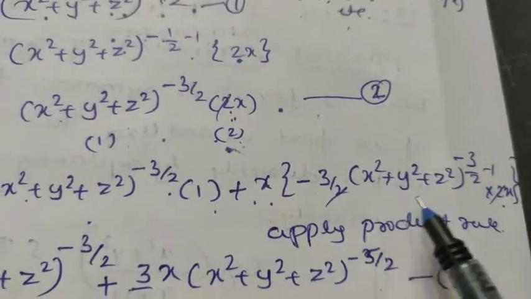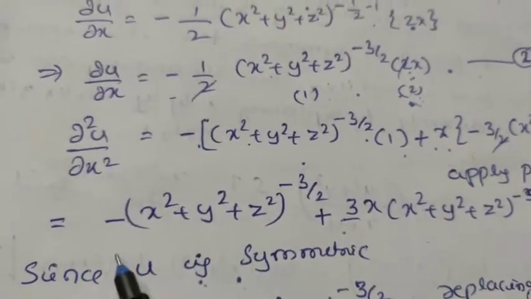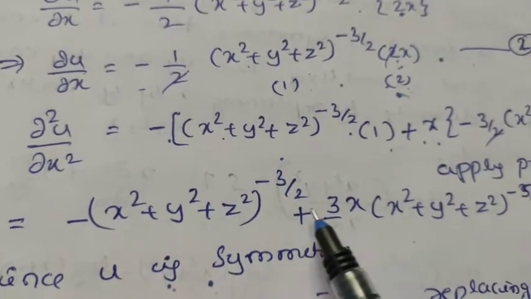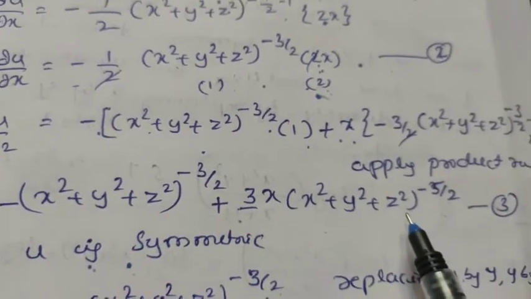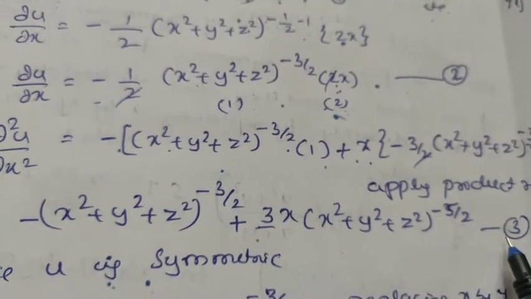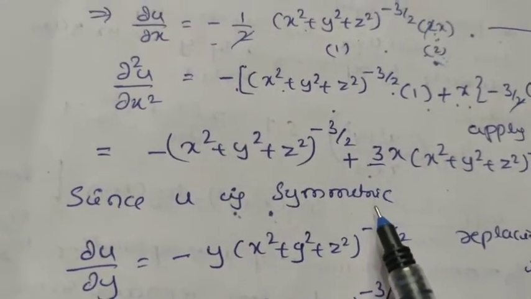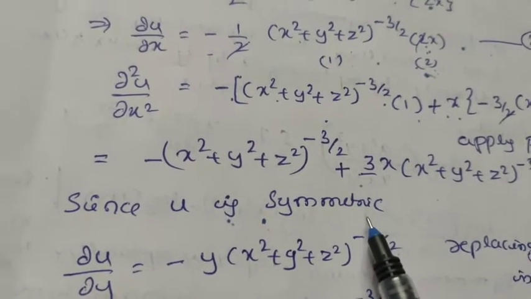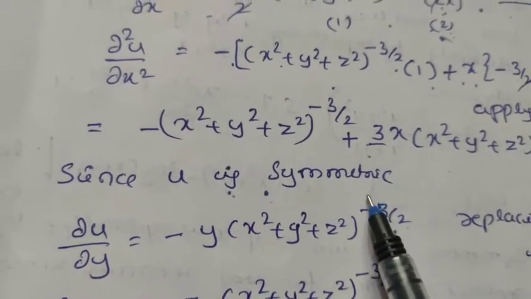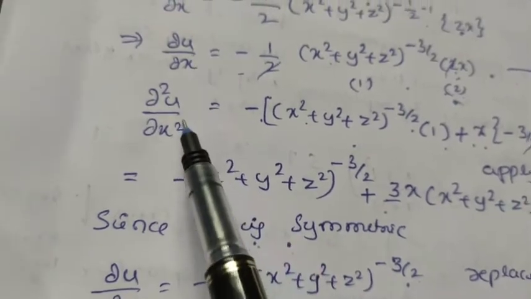So again here 2 gets cancelled. Now simplify this. So this is the simplified form of ∂²u/∂x². Take this one as equation number 3. Since u is symmetric, there is no need to find ∂u/∂y and ∂²u/∂y² separately, because we have done these two here.